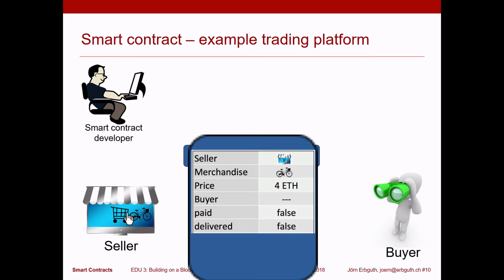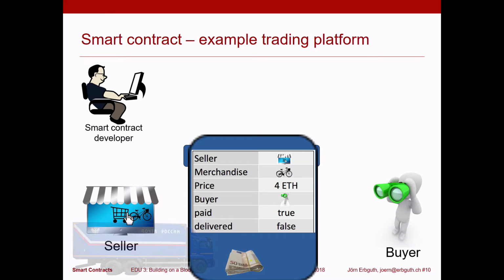Then, of course, there is somebody interested, looking for a bicycle, and he sees the offer and says, well, I want this bicycle. What he does is he sends an acceptance, so there's a contract made, and he already sent the money. But the money is stored on the smart contract, so it's not directly sent to the seller, but the smart contract keeps track of it, and if the seller does not send the bicycle, the buyer can get his money back.